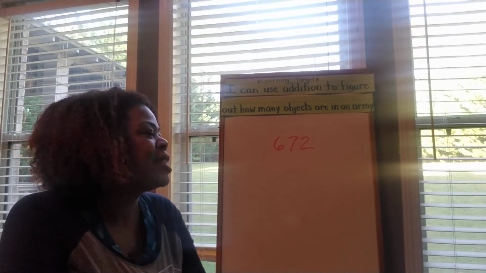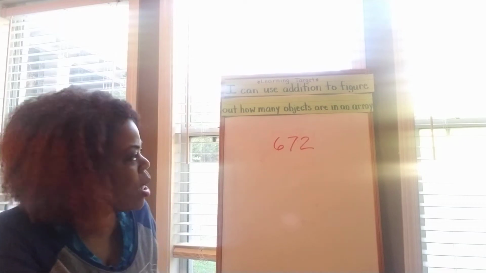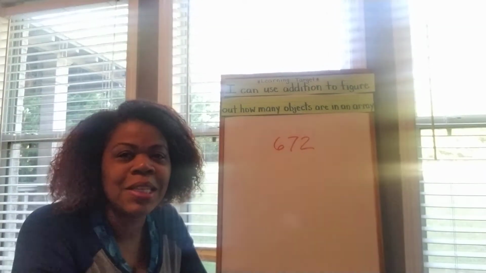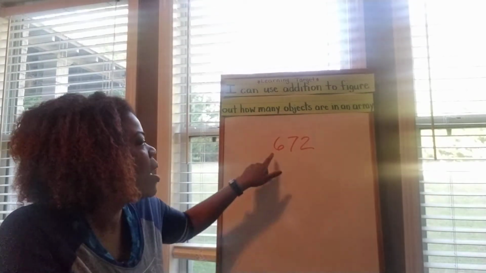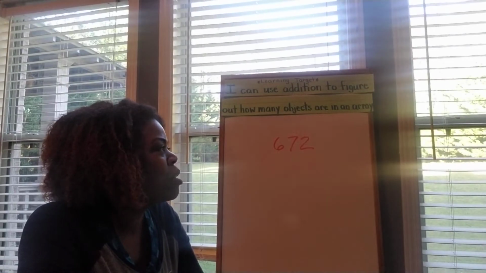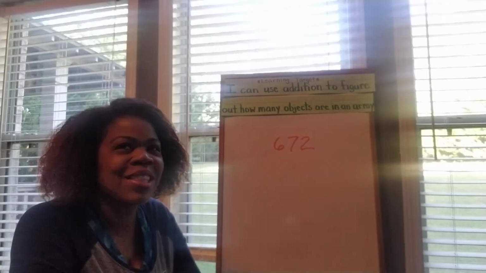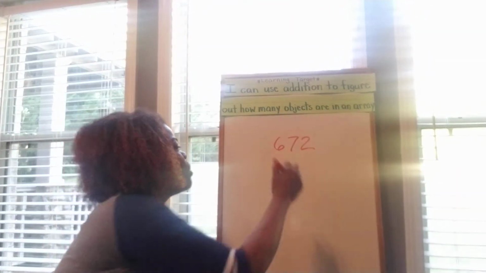Okay, in your head. 672 minus 300. Are you going to look at the 2? No, because that's in the ones place. Are you going to look at the 7? No, because that's in the tens place. Where are you going to look? At the 6. 672 minus 300 equals what? What's 6 minus 3? 3. So it's what?